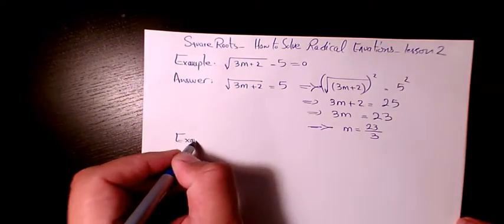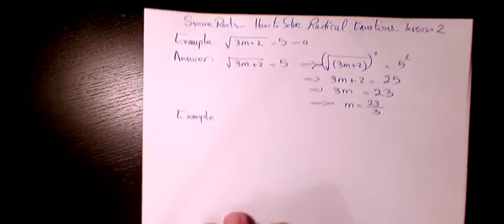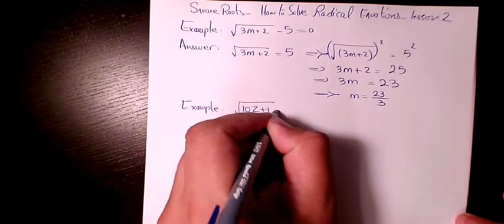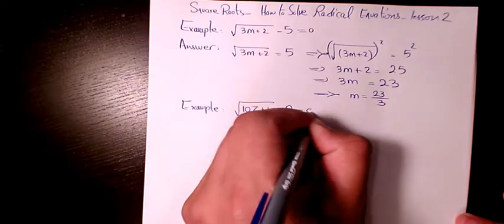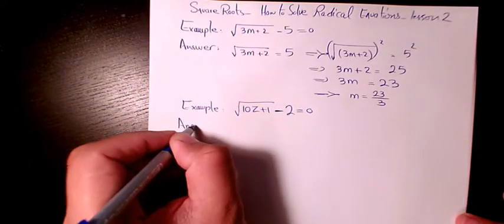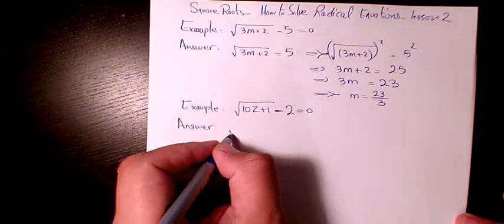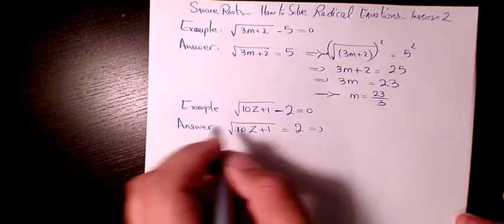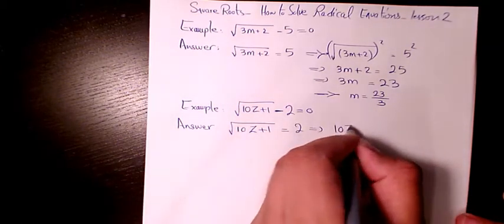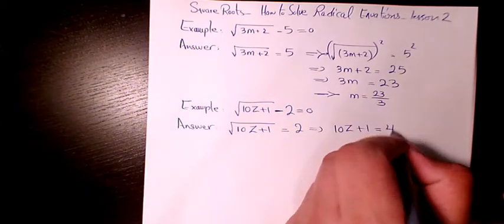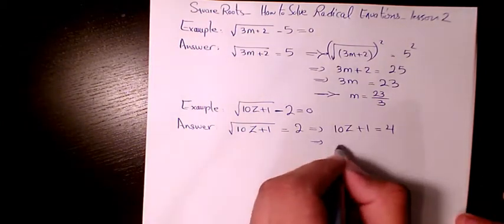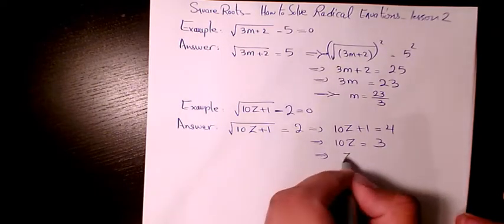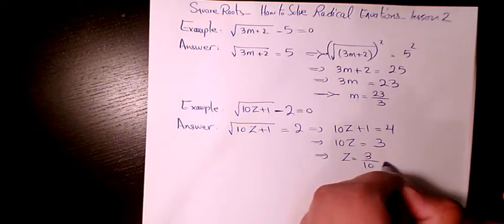Next example is square root of 10z plus 1 minus 2 equals to 0. Answer is, it's going to be root 10z plus 1 equals to 2. We square both sides. It's going to be 10z plus 1 equals to 2 squared, which is 4. And then we can say 10z equals to 4 minus 1, which is 3. And z equals to 3 over 10, or 0.3.